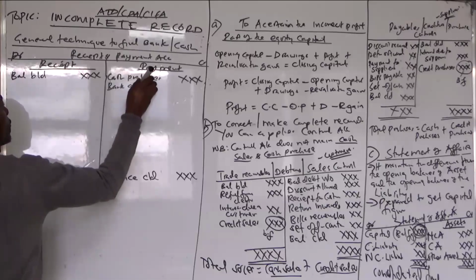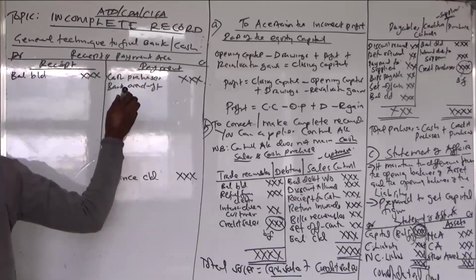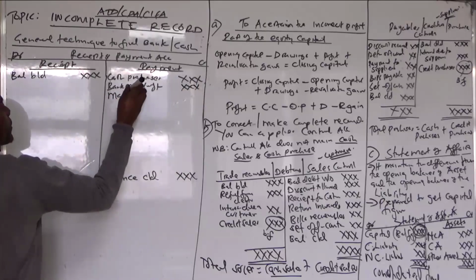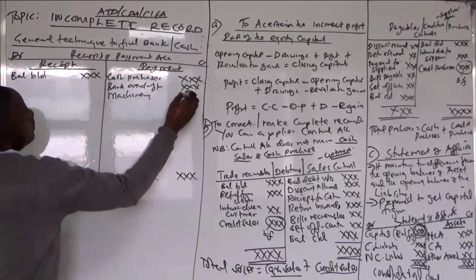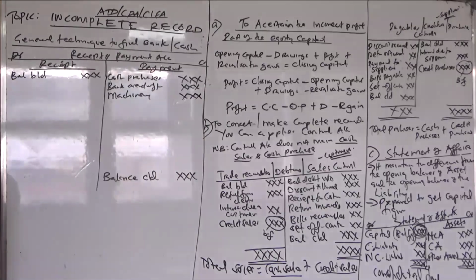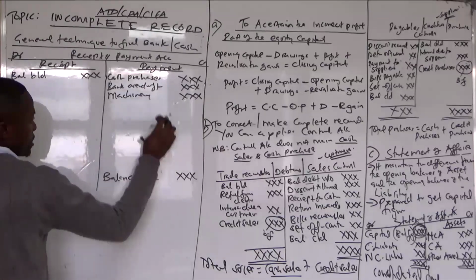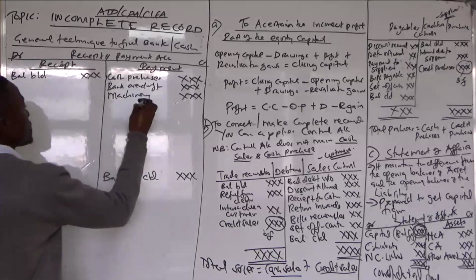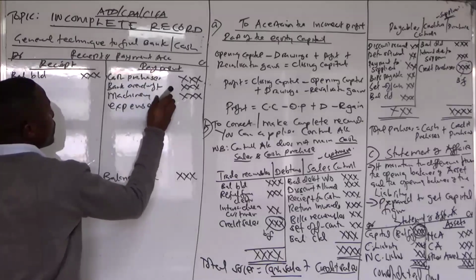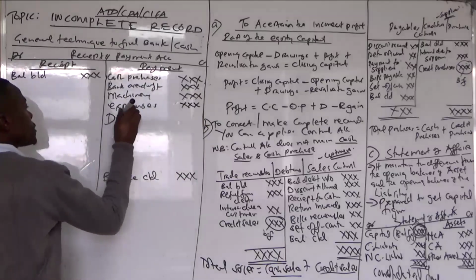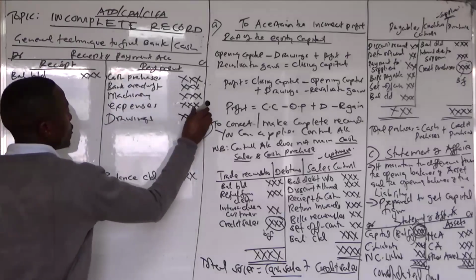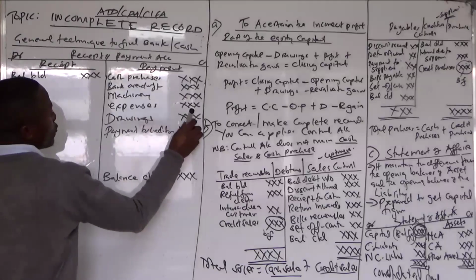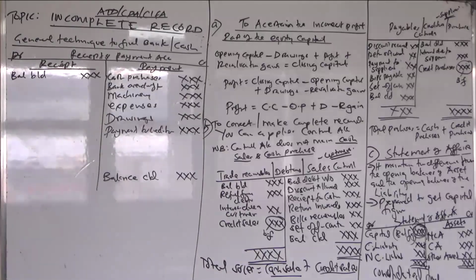Bank overdraft. Purchase of machinery. When you see machinery or any other equipment, it has been purchased. It is an asset, the cost of purchasing that machinery. You see that side. You can have expenses, drawings, payment to creditors, etc.